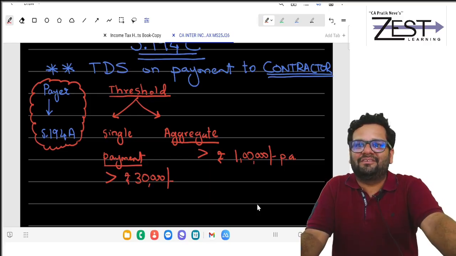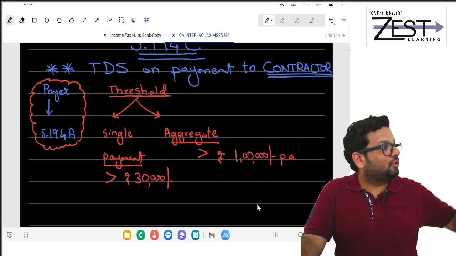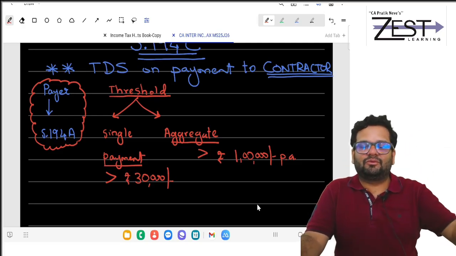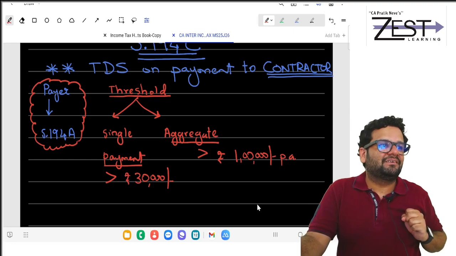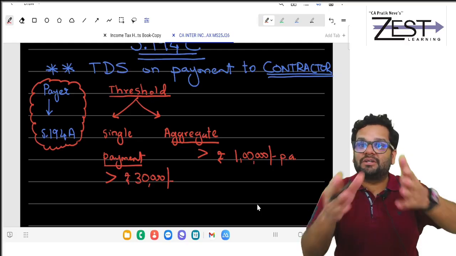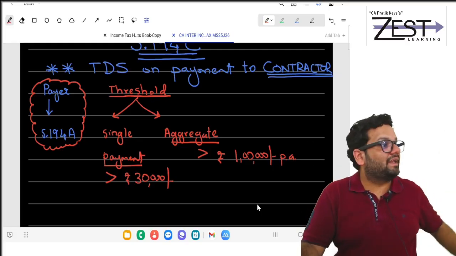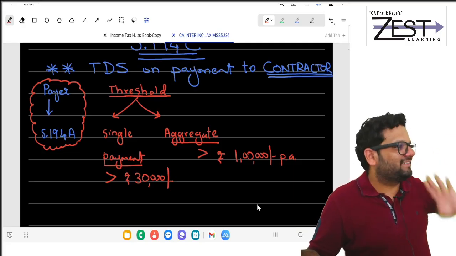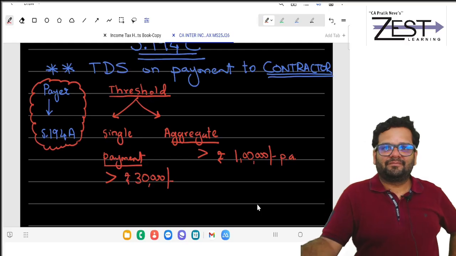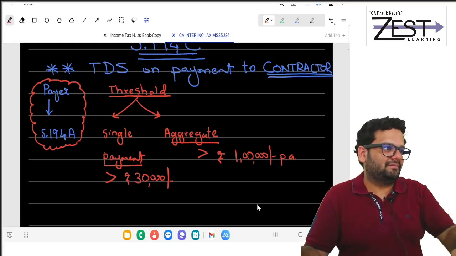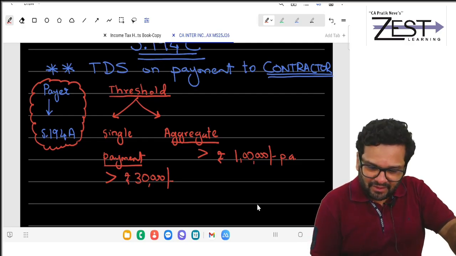Second example. We decide to provide you lunch daily. It will go on for all batches throughout the year. Each month, 20,000 rupees is the payment. Single payment is not exceeding 30,000, but sum total is exceeding 1 lakh during the year. If any of the two things happen, TDS will attract. Clear?